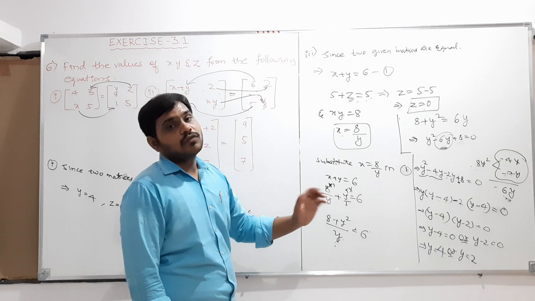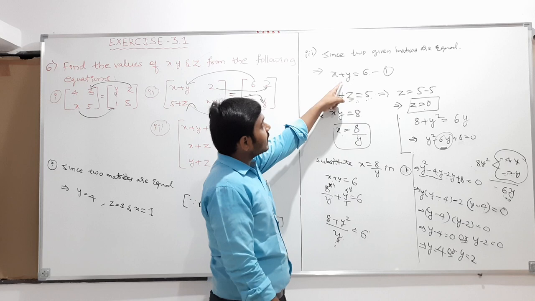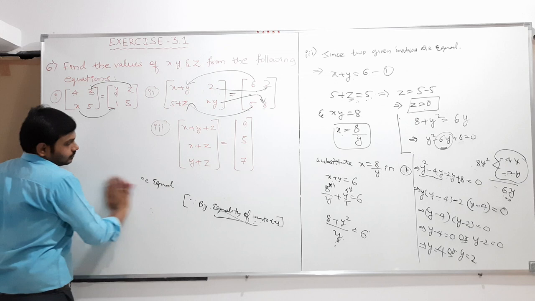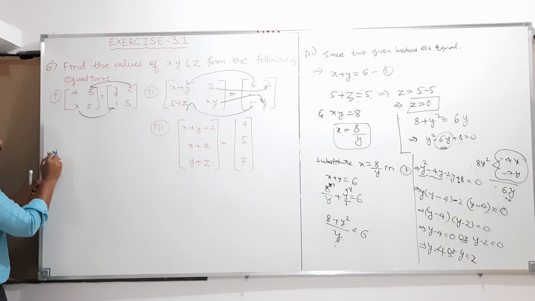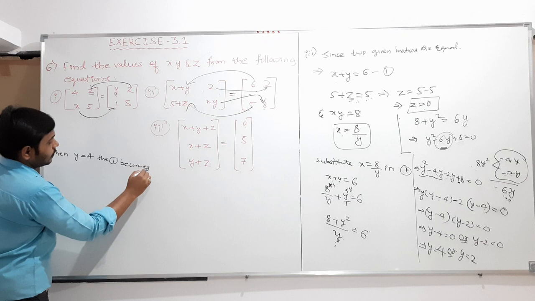So now here it is. In this equation 1, I will substitute y values. Once I will substitute the y value as 4 and once I will substitute the y value as 2. So after substituting y values 4 and 2, I will get the x values. Is it? That we will discuss. So come to here it is. When y is equals to 4, then equation 1 becomes. So what is that? X plus y is equals to 6.